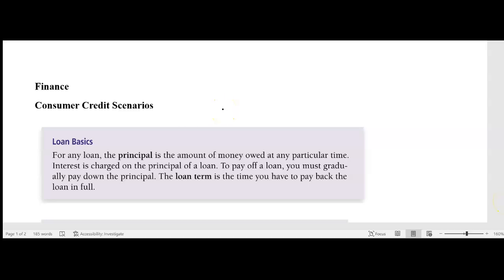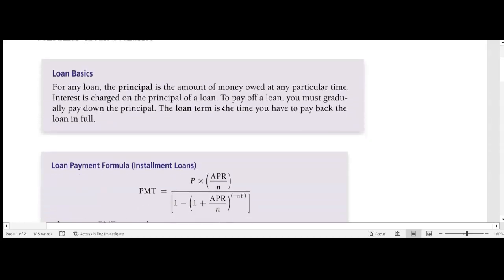Well, hello again. We are going to be finishing our last video on the finance chapter, and today we're going to be talking about consumer credit scenarios. This is where we're working with loans, and this is just going to be a basic introduction to loans.